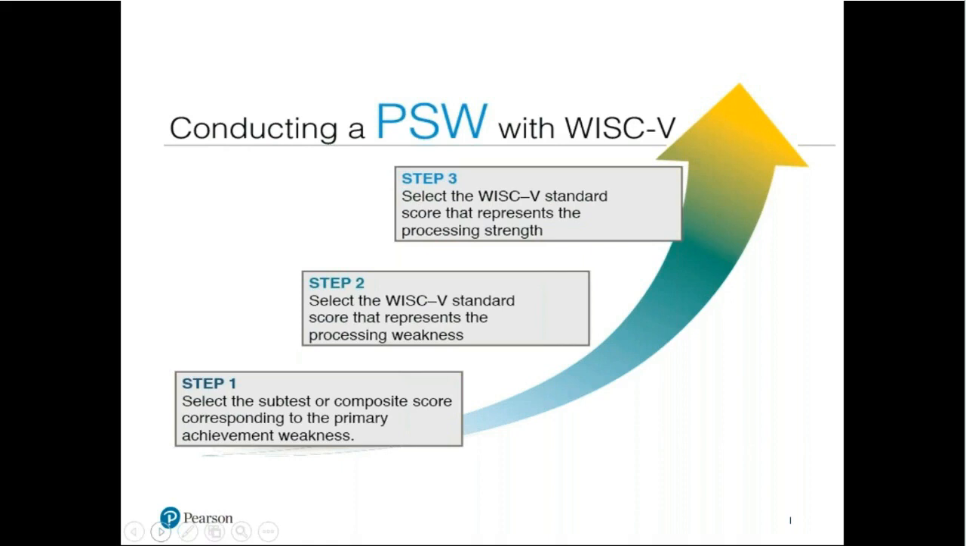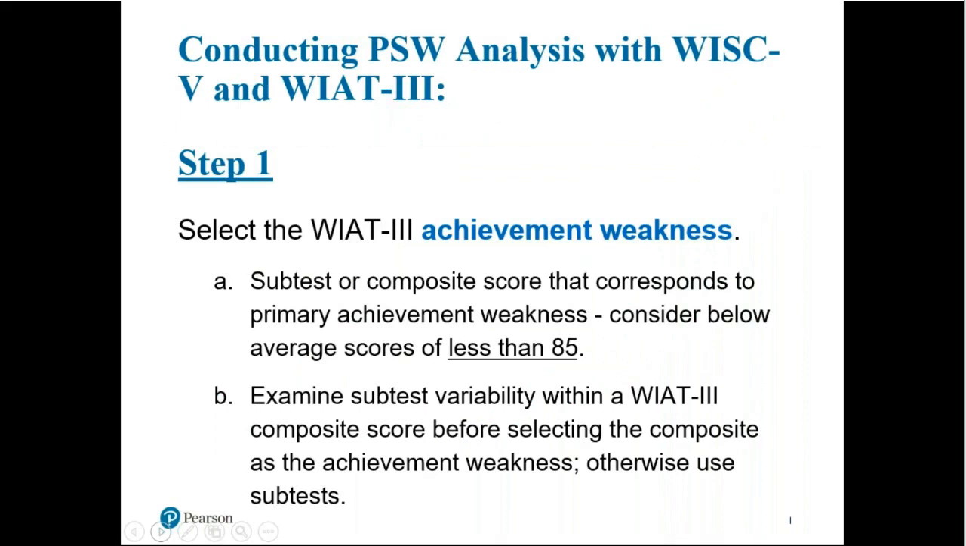And I'll show you what that looks like on our electronic Q-global interface. So as I mentioned, we take the WIAT-III, we look at the achievement weakness, let's say reading again, and it might be an individual subtest like pseudo word decoding, or it could be the entire reading composite, for example.